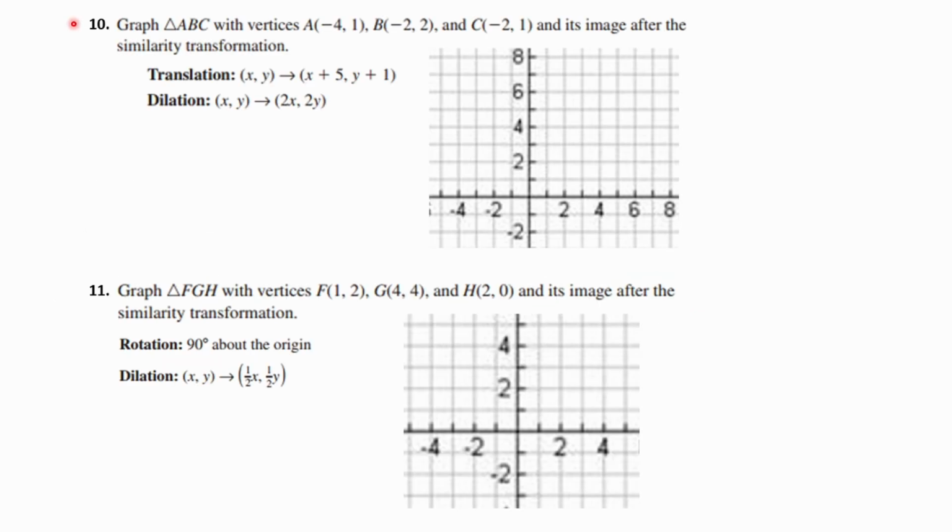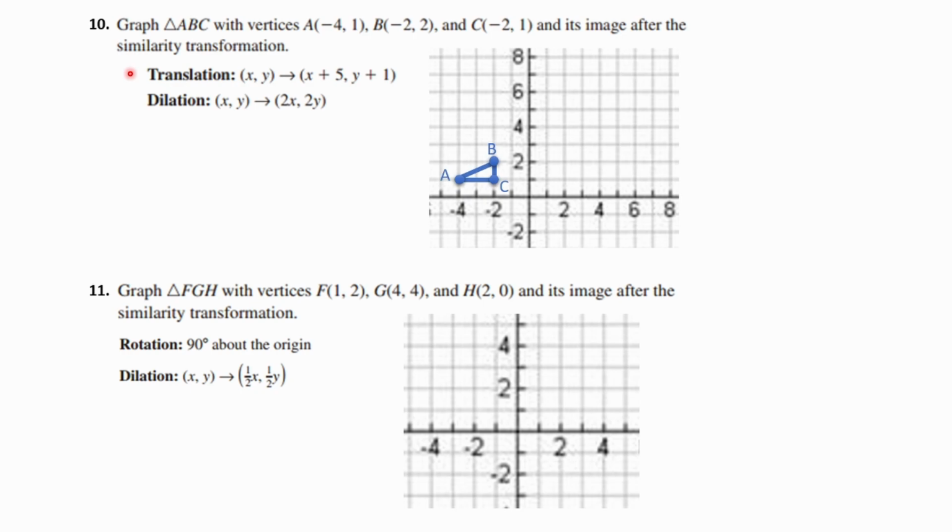All right, so we're on number 10 here, and it says that it wants us to graph triangle ABC with the vertices (-4, 1), (-2, 2), and (-2, 1) for A, B, and C respectively, and its image after the similarity transformation. And then it gives us two tasks. It wants us to translate first by this rule given here, (x, y) going to (x + 5, y + 1). And then it wants us to also dilate (x, y) going to (2x, 2y). So I'm going to start with the translation because that's listed first. But first, let's go ahead and graph our original figure.